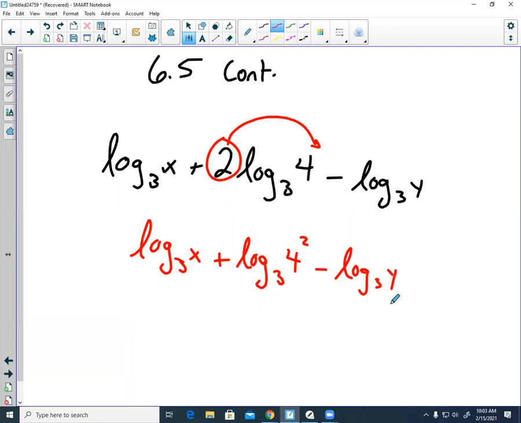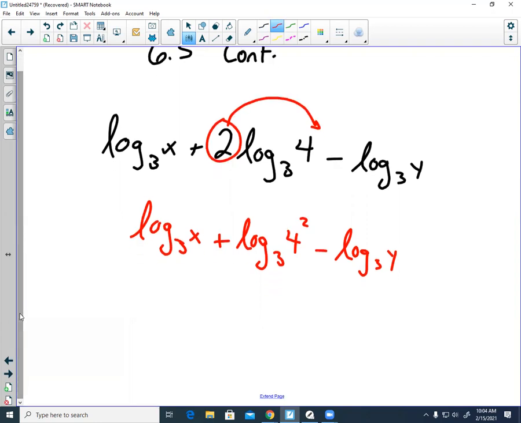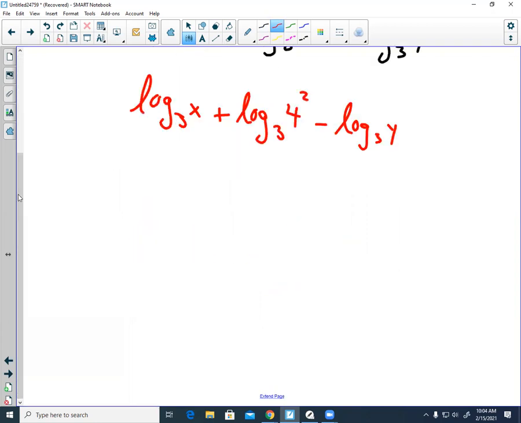I don't care if you simplify that and call 4 squared 16. If you want to, great. If you don't want to, great. I gave you this problem more as a way to see if you can understand how the properties work, and if you get close, that's good. If you called it 4 squared, that's perfect. If you called it 16, that's perfect. I don't have an issue.